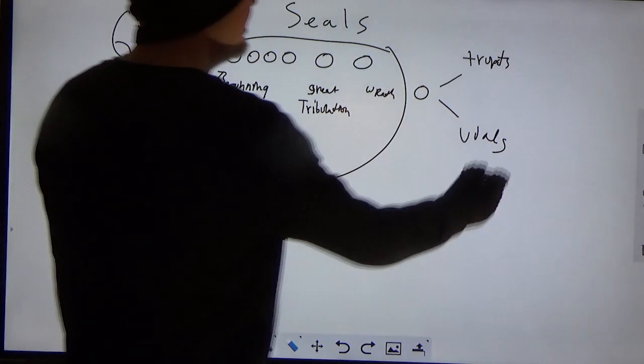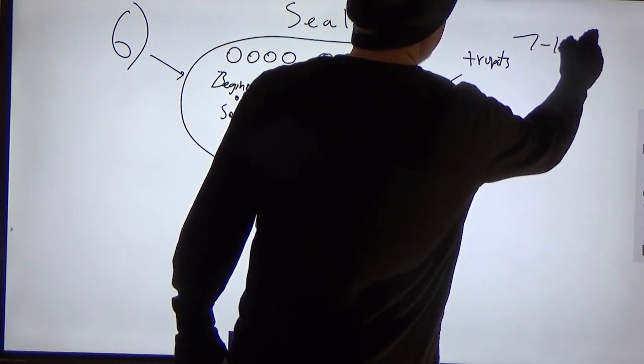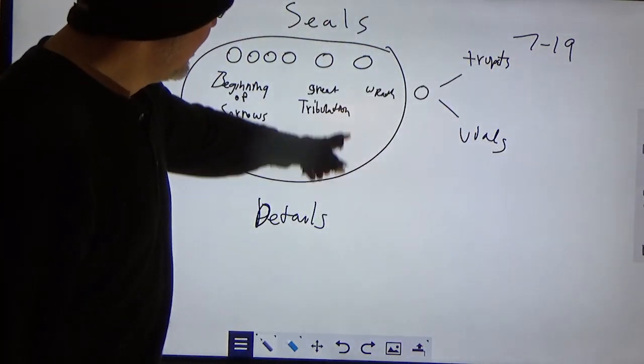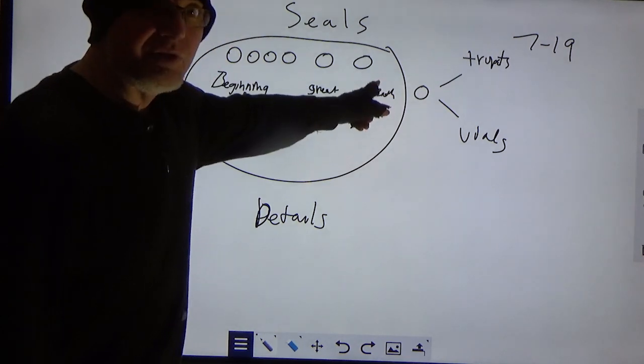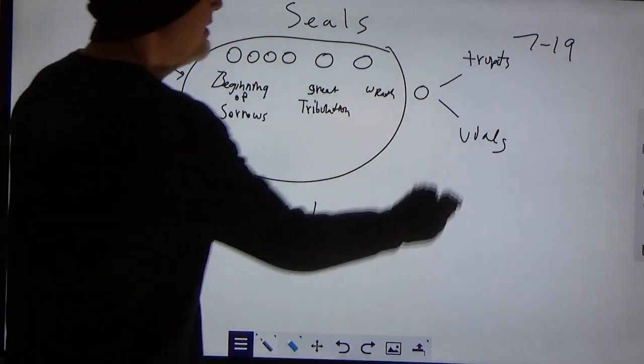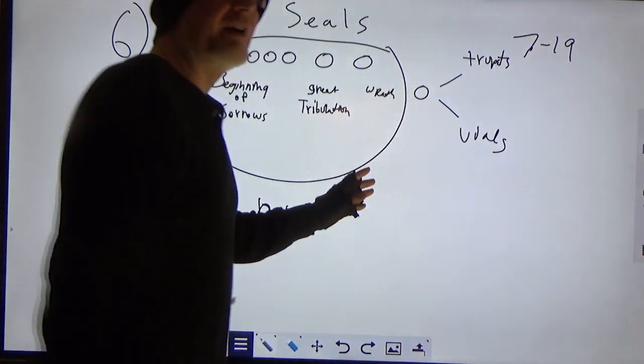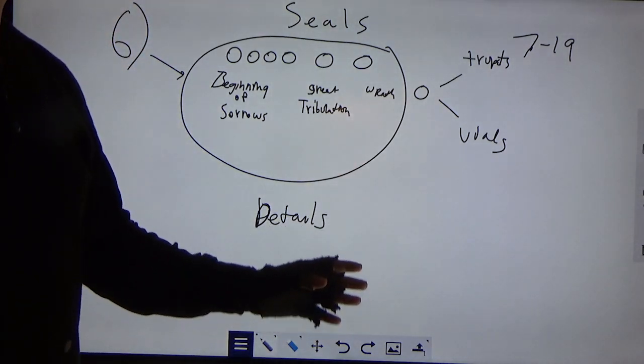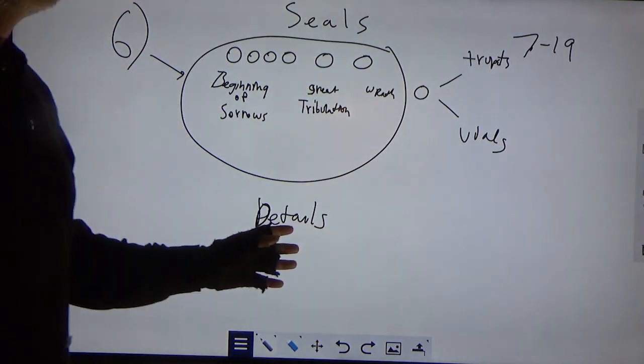And then from chapter 7 to 19, we see in 19 he's coming back on a white horse to defeat the armies of the earth. And chapter 7 begins with the people that are going to actually be saved during this time. He tells us who's going to make it through all that.